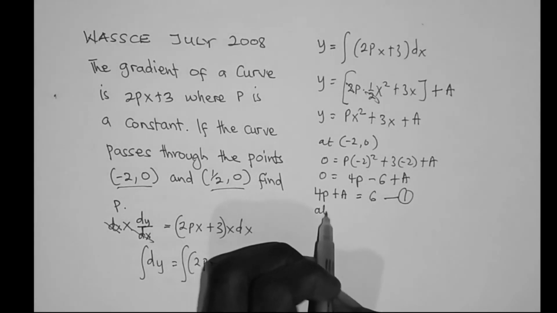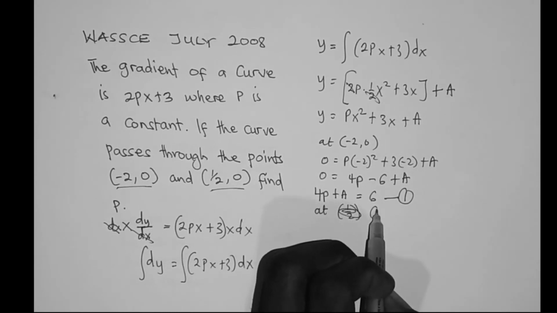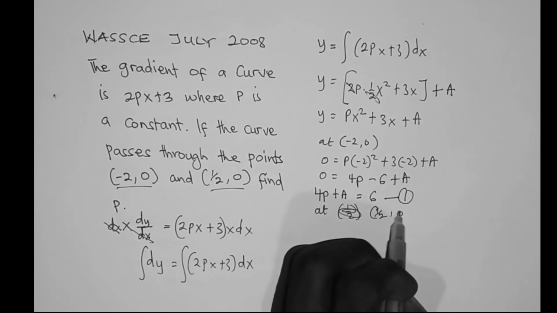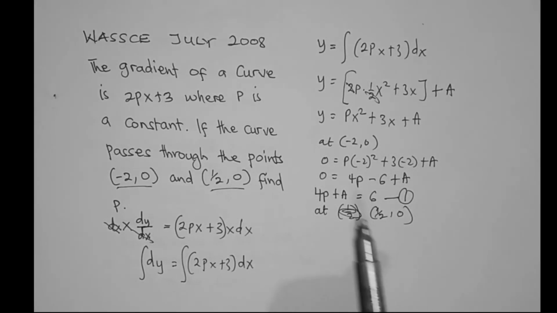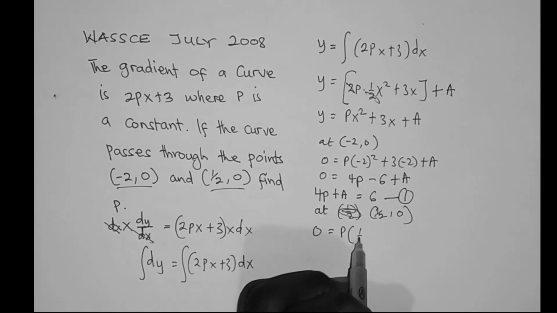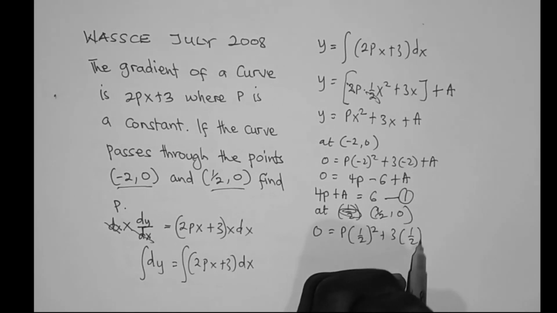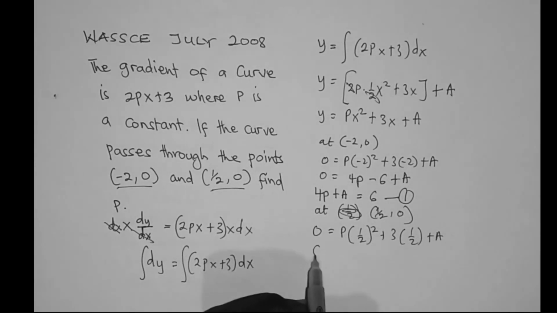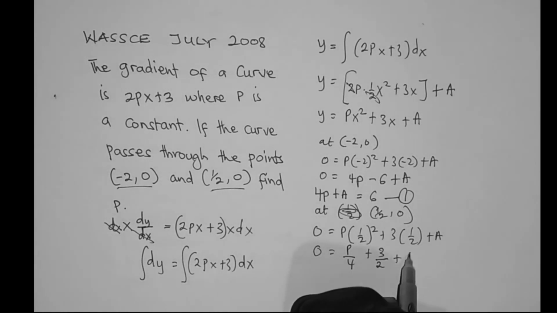Then let's also check at the point (1/2, 0). So wherever we see y, we put 0. Wherever we see x, we put 1/2. So 0 is equal to p times (1/2) squared plus 3 times 1/2 plus a. So 0 is equal to (1/2) squared is 1/4 times p, becomes p over 4, plus 3 times 1/2 is 3/2 plus a.